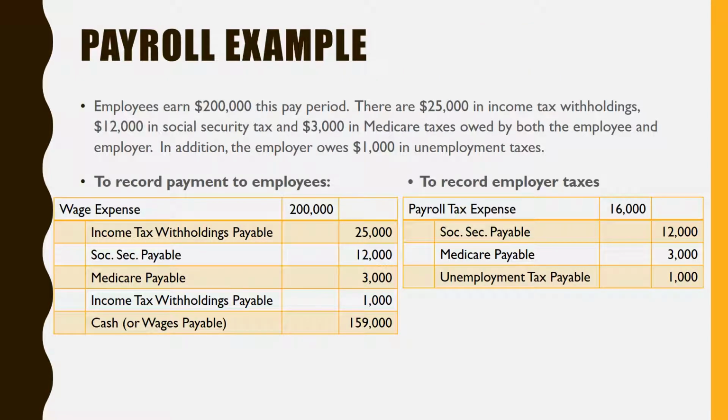So here's a little example, and you can study it if you have a chance, but the key thing is wage expense is the amount you actually earn, your gross pay, even though that's not the amount you get paid. And then the employer also has employee tax expense for their share of Social Security, Medicare, and unemployment.